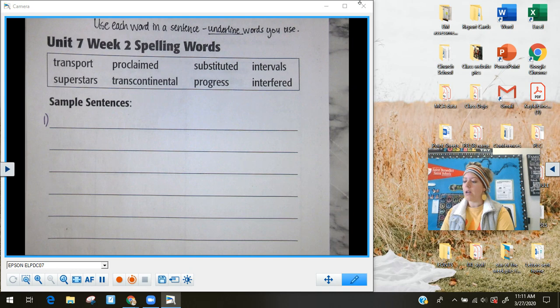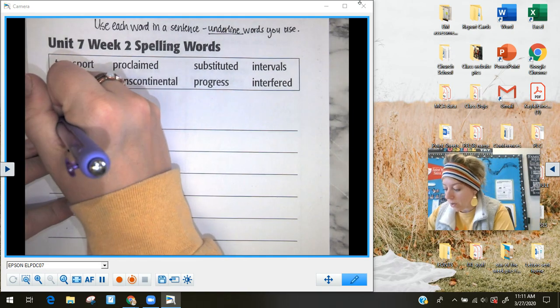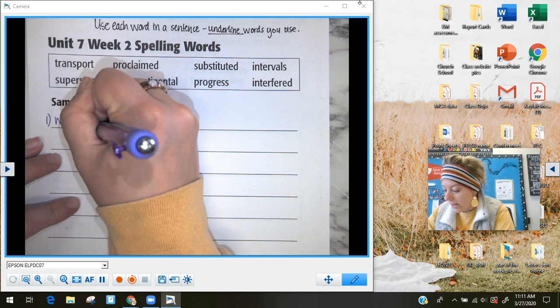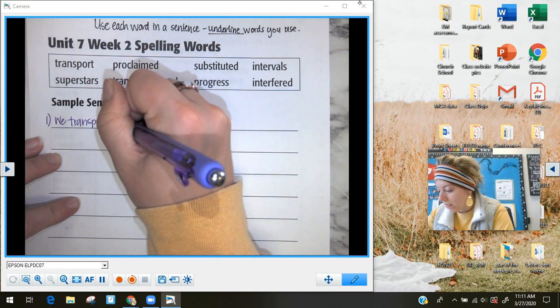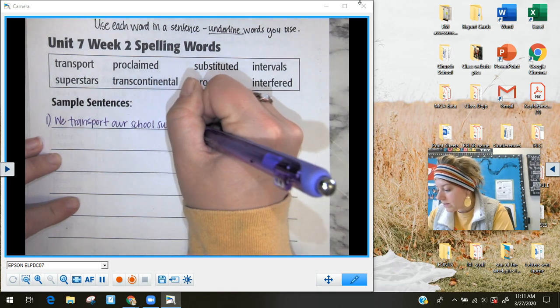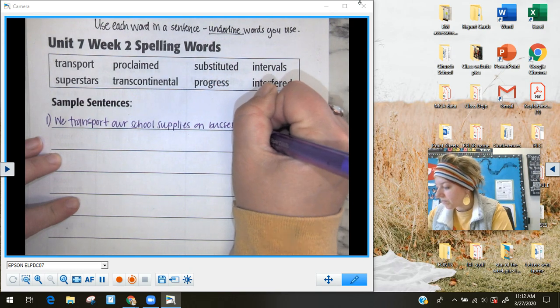Transport. So trans means I'm going across something. Oh, I know. This is perfect for what's going on right now. We transport school supplies on buses. A lot of you got your school supplies when we did the bus routes a couple days ago. So we transport our school supplies on buses. There we go.